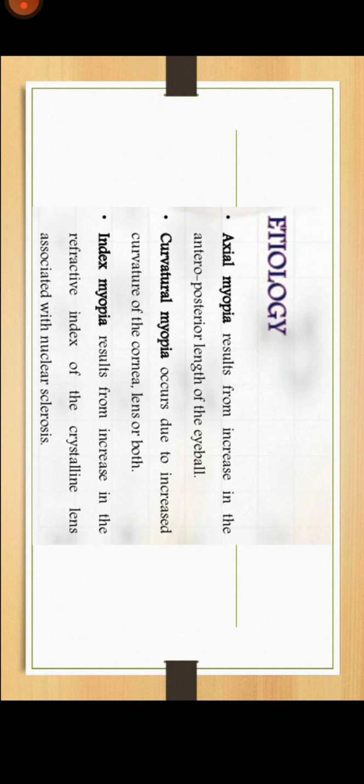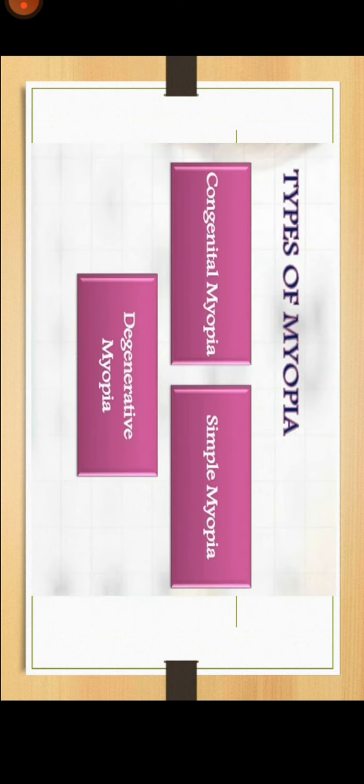Then coming to index myopia, that results from an increase in the refractive index of the crystalline lens associated with nuclear sclerosis. That depends on a change in the content of the crystalline lens, and the light rays are more curved or more refracted. That causes myopia. These are the main three kinds of myopia we should keep in mind.